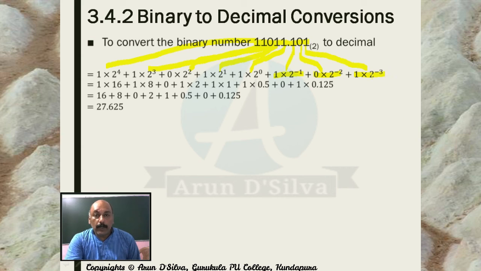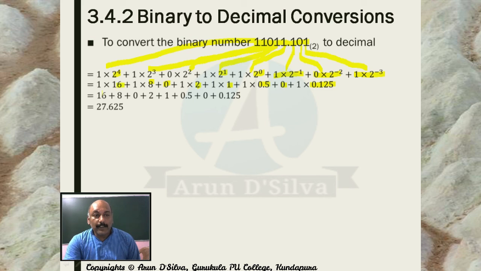So you have to take the products. Now 2 to the power -3 is equivalent to 0.125. Got it? 2 to the power -2 into 0 is there. Whatever you multiply by 0, 0 comes. So I already noted 0. 2 to the power -1 is 0.5. 2 to the power 0 is 1. 2 to the power 1 is 2. Now 2 to the power 2 into 0 is 0. 2 to the power 3 is 8. 2 to the power 4 is 16.